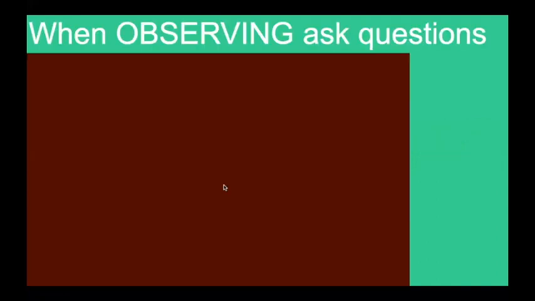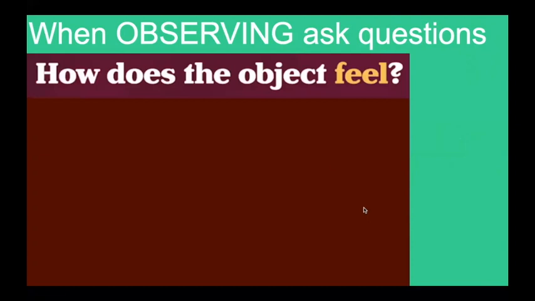So number 1, observing. Repeat after me, observing. We observe things, and when we observe things, we use our 5 senses. When we observe, we ask questions, and we answer questions by using our 5 senses. For example, first question, how does the object feel? Repeat after me, how does the object feel?